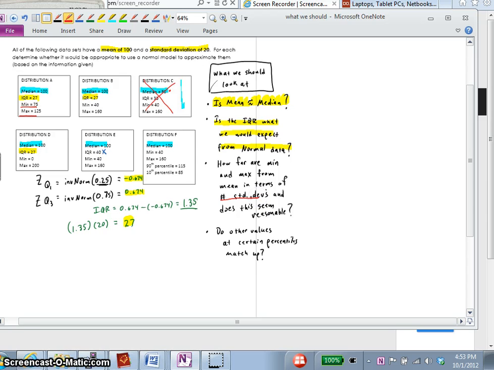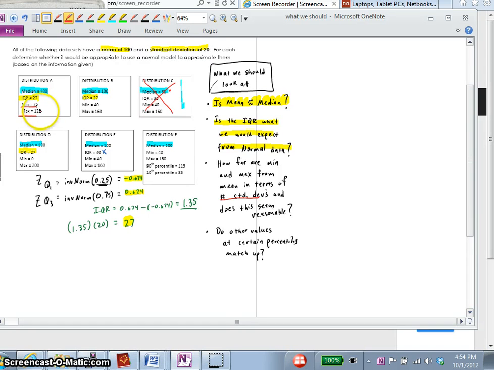Okay, because if the min and the max are too close to the mean, perhaps, let's say it's about 1 standard deviation away from the mean, that doesn't compute with a normal model, because we'd expect about 68% of the data to be within 1 standard deviation, 95% to be within 2, and almost all to be within 3. So let's see for each distribution how far the min and the max are.